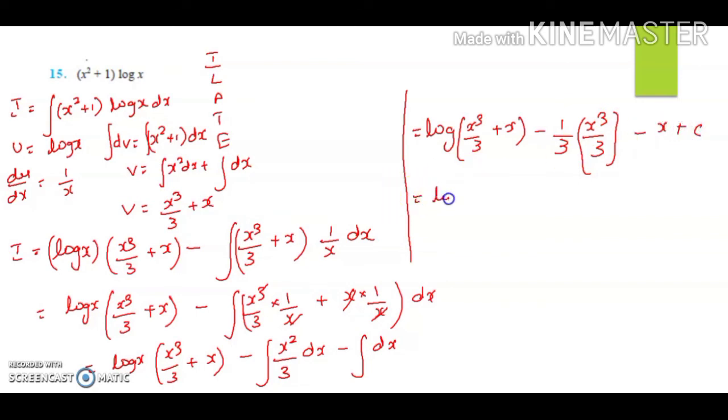So this is equal to log x, here I missed x, so log x into x cube by 3 plus x, minus x cube divided by 9 minus x plus c is the answer.